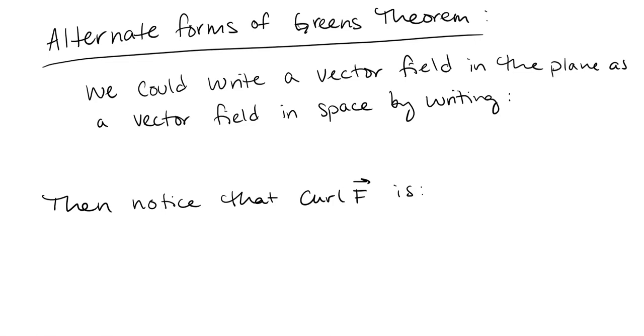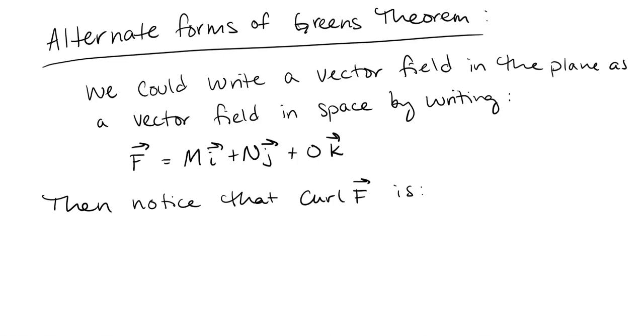In this video, we're just going to take a quick look at an alternate form of how to write down Green's theorem. So one of the first things we're going to think about is, well, we could write a vector field in the plane as a vector field in space by just adding in that third component as a component of 0. So we could just simply have f as mi plus nj plus 0k. So there's just a 0 component in the third piece.